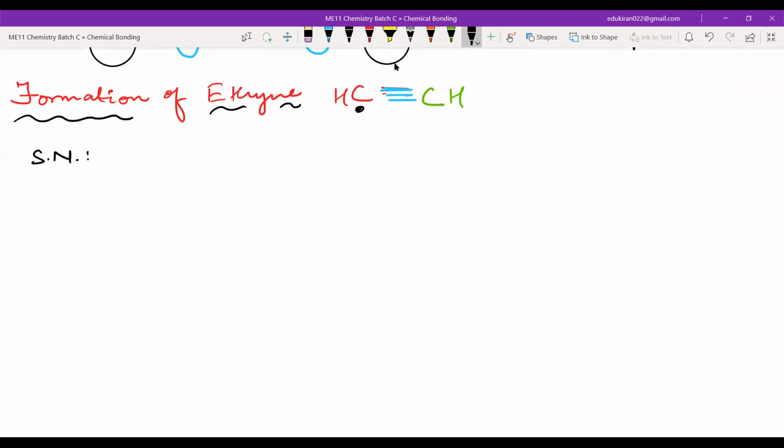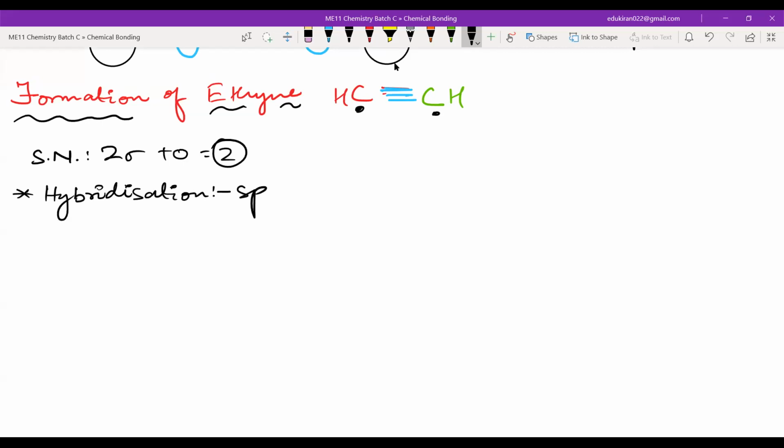2 sigma bonds, right? Both of these will be having 2 sigma bonds. Okay, very good. That is why the steric number is 2 plus 0, so this is equal to 2. Steric number is 2. If the steric number is 2, what is the hybridization? Sp. Sp only. Hybridization is sp only.